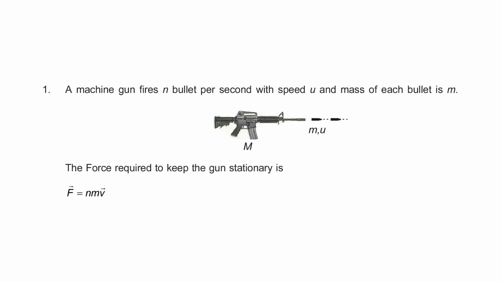Okay, now let us talk about the first formula, or the first solution to a problem. A machine gun fires n bullets per second with speed u and the mass of each bullet is m. Refer to the image on the screen. Now here, the force required to keep the gun stationary is F equal to nmv.